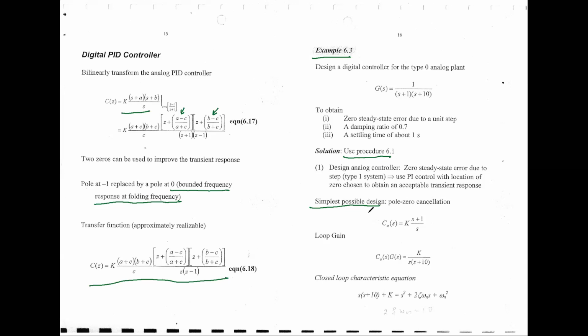So we choose a zero in the controller so that it cancels out the pole in the plant. We choose the zero at minus 1. So in the numerator you'll have s plus 1. If we use this controller for this plant, this s plus 1 is going to cancel with this s plus 1, and then this bottom s remains. If you multiply the analog controller and the plant, you will get k over s times (s plus 10).